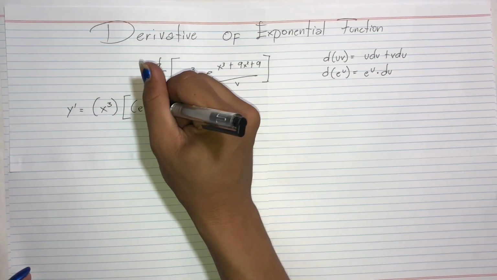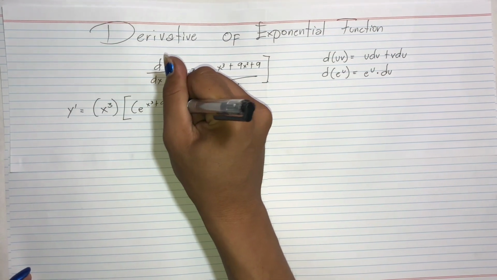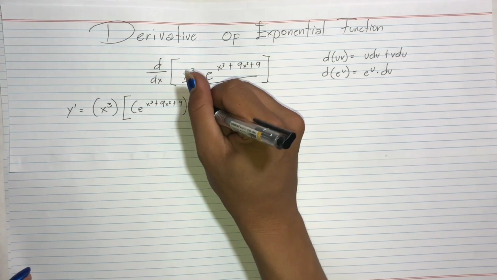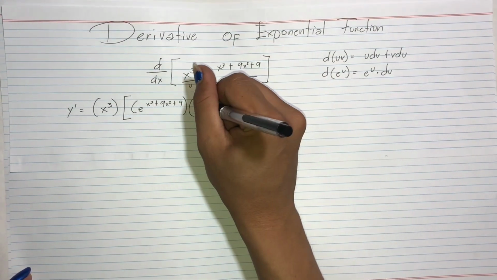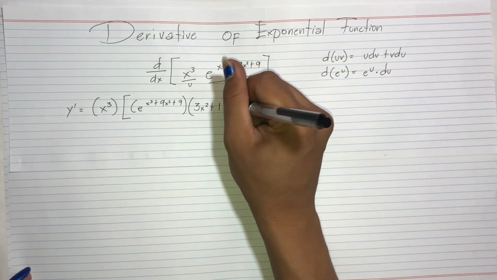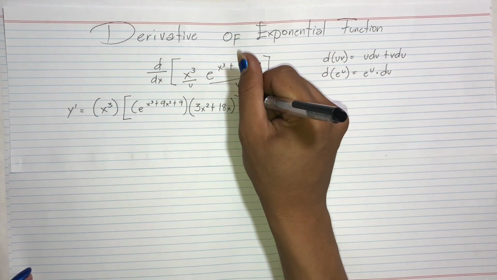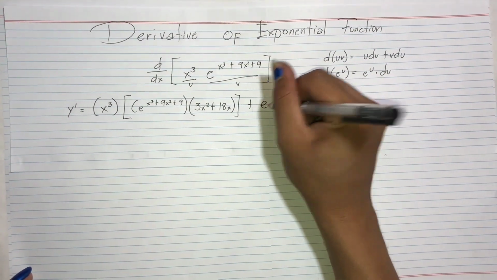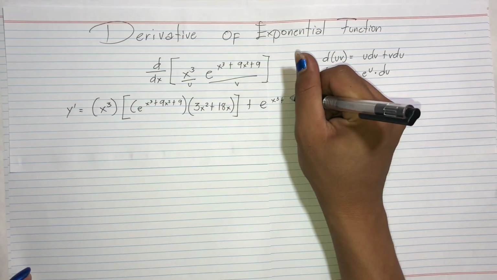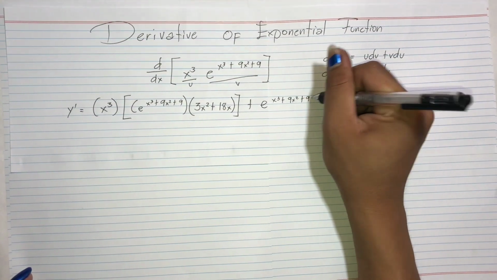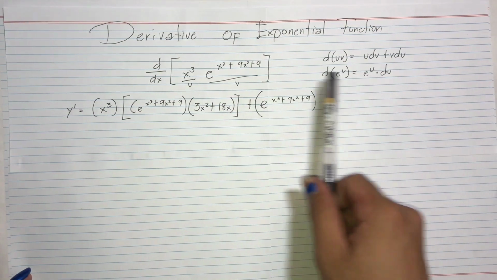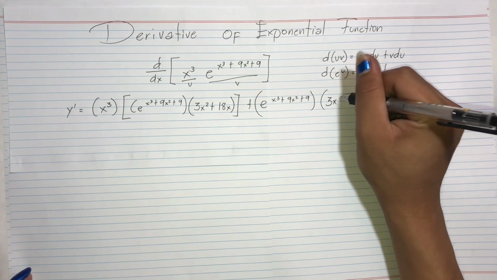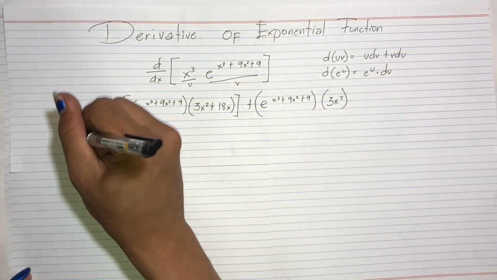That is e raised to x cubed plus 9x squared plus 9 times the derivative of its exponent, that is 3x squared plus 18x, plus, copy the v, that is e raised to x cubed plus 9x squared plus 9 times the derivative of x cubed with respect to x, that is 3x squared. Now let's simplify.